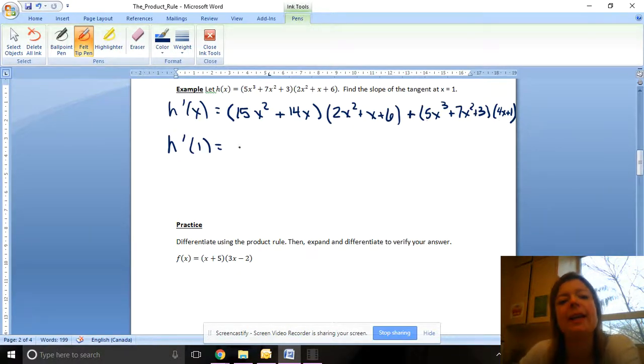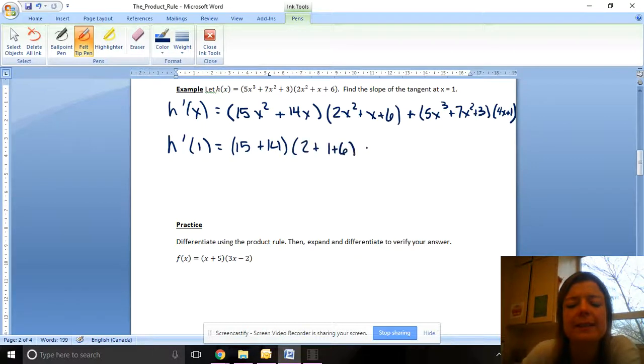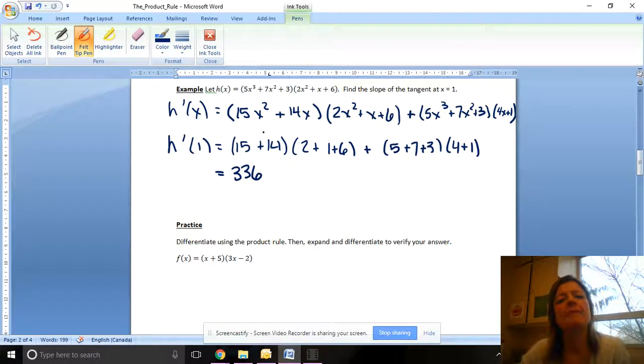Okay, or like I said, if I just asked you for the derivative, you are expected to simplify this. Okay, unless I say do not simplify. So if you put 1 into here, you get 15 plus 14 times 2 plus 1 plus 6 plus 5 plus 7 plus 3 times 4 plus 1. If you put that all into your calculator, do it right, you get 336. So that means when I have this function, the slope of the tangent at 1 is 336. Crazy huge slope, but that's what it is.